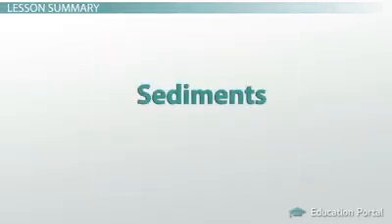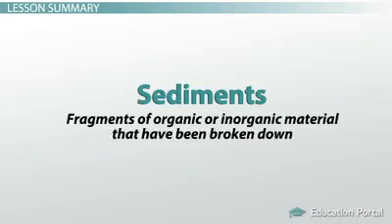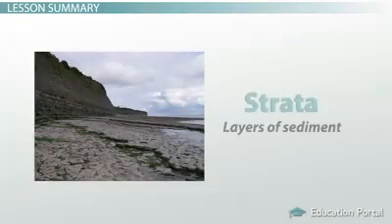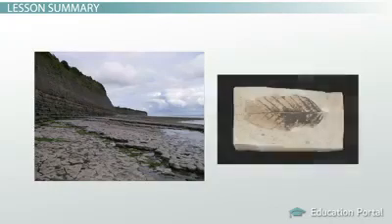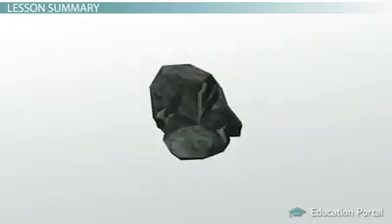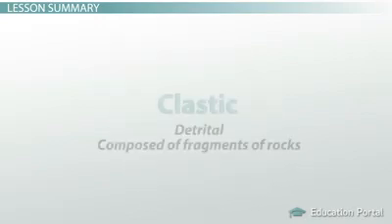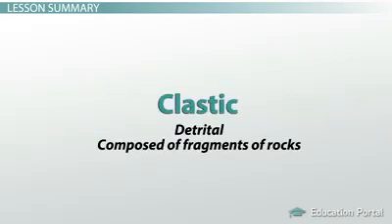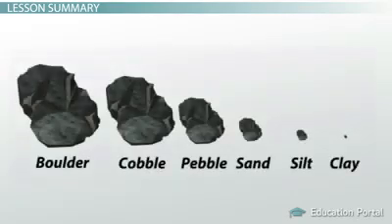Let's review. Sediments can be defined as fragments of organic or inorganic material that have been broken down. These fragments settle in areas and form strata, or layers of sediment. The formation of strata, along with the ability to preserve fossils, are two features of sedimentary rocks. There are three types of sediment, and therefore sedimentary rocks. One type is called clastic or detrital, and is composed of fragments of rocks or clasts. We classify clastic sediments based on the dominant grain size. From the largest to smallest, we see a boulder, a cobble, a pebble, followed by sand, silt, and clay.